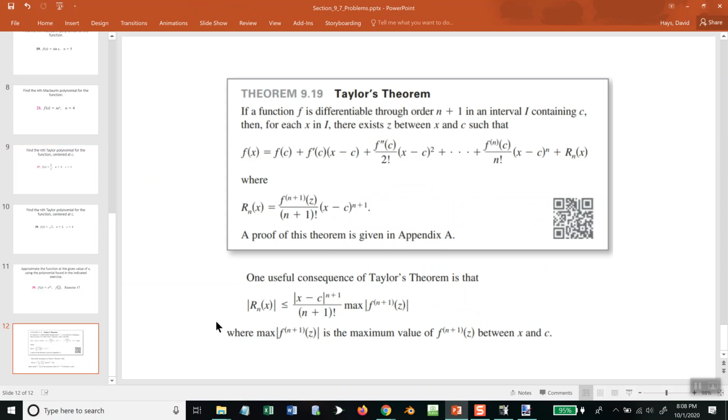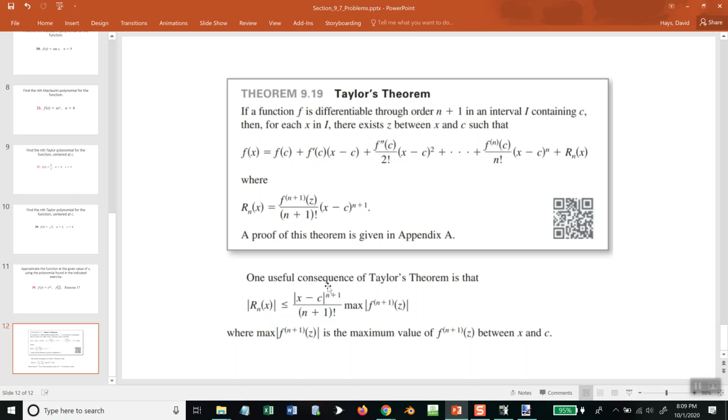Last note here. Taylor's theorem. If a function f is differentiable through order n plus 1 and interval I contains c, then for each x in I there exists z between x and c such that this is all true, where r sub n of x is equal to the n plus 1 derivative of f at z over n plus 1 factorial, times x minus c to the n plus 1 power.